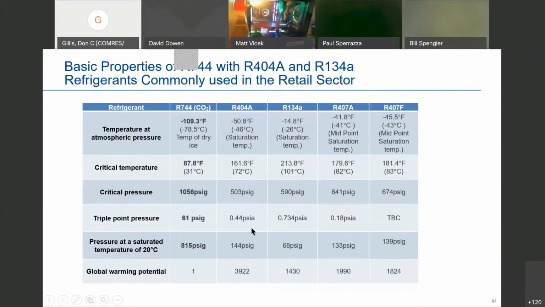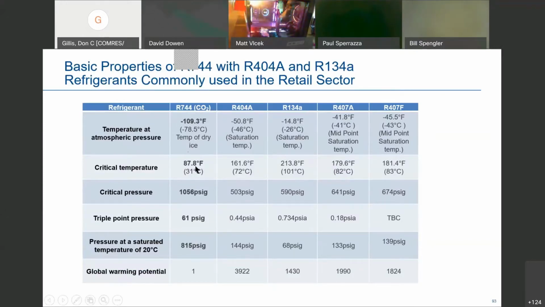Now, here's where we get into the basics of it for the most part. Temperature at atmospheric pressure is -109, very, very cold, obviously. Not that the other refrigerants aren't cold, but extremely cold here. Our critical point is 87.8. So, in other words, and again, for those of you that saw this a couple weeks ago, or this section of it, bear with me.